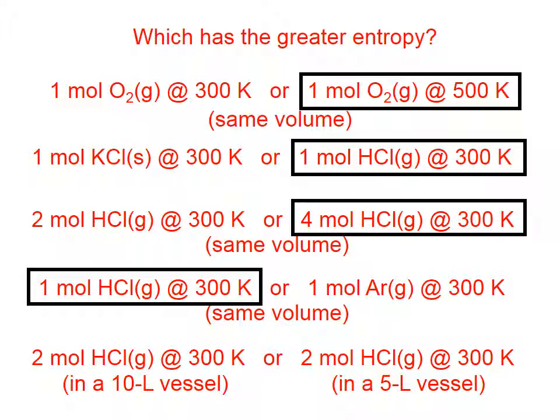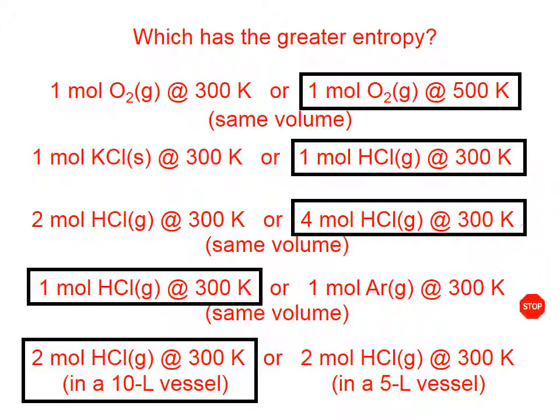How about the last one? 2 moles of HCl gas at 300 Kelvin in a 10-liter vessel versus 2 moles of HCl gas at the same temperature in a 5-liter vessel. The one where there's more space has more possible microstates, more possibilities for how particles could be arranged.